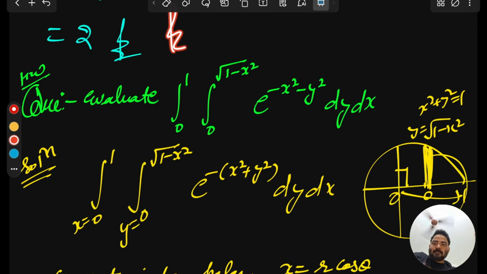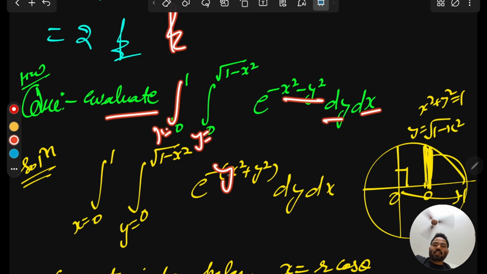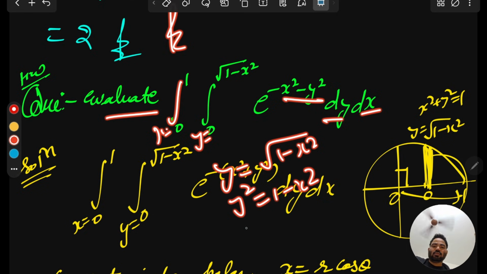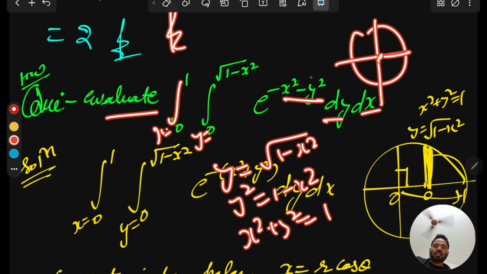So this is the next question. Evaluate the integral 0 to 1, 0 to root of 1 minus x squared, e to the power minus x squared minus y squared, dy dx. It's also very hard to evaluate. This is variable in x, so this is the y limit and this is the x limit. y equals root of 1 minus x squared means y squared equals 1 minus x squared, so x squared plus y squared equals 1, a circle whose radius is 1. Clearly x is moving 0 to 1, and y is moving from 0, meaning the upper half. In this upper half plane you have to evaluate this integral.